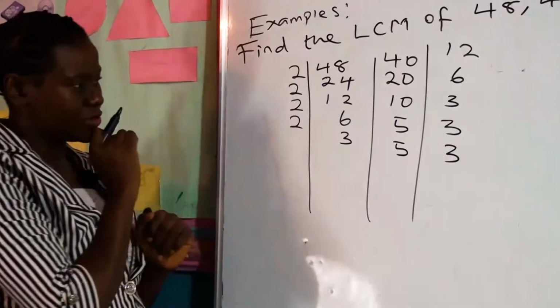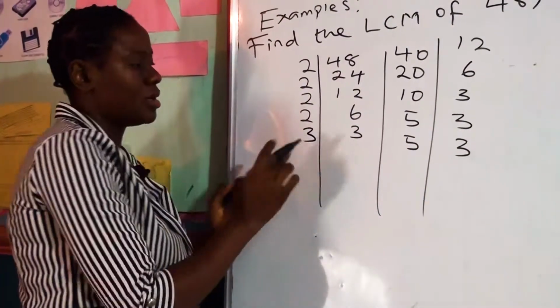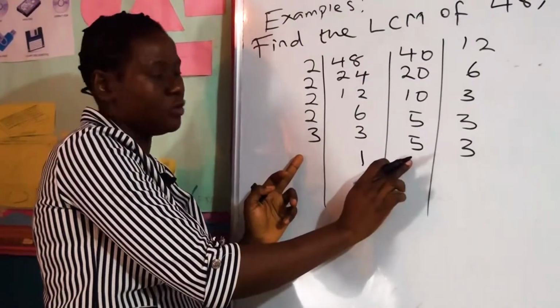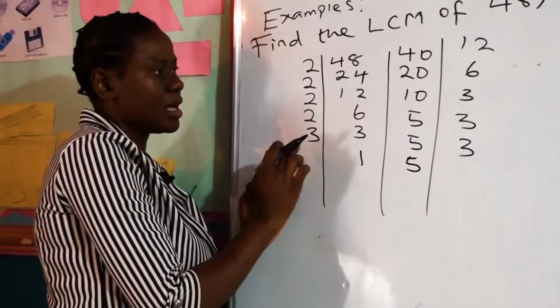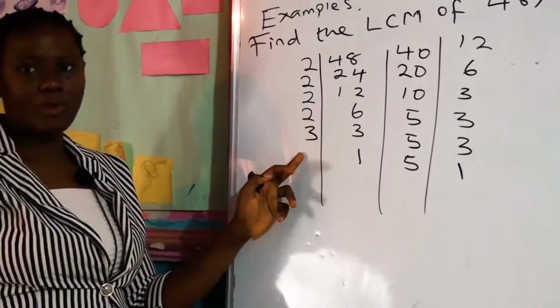What number could we use to divide this? Let's try 3. 3 would give us 1. How many 3 can we find in 5? None. We put down the 5 again. How many 3 can we find in 3? 1. What number could we use to divide?